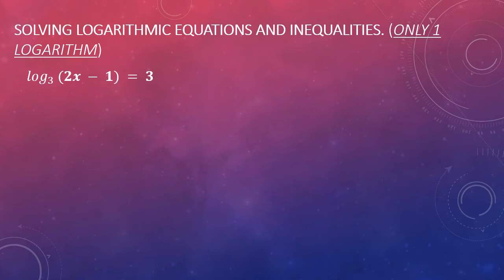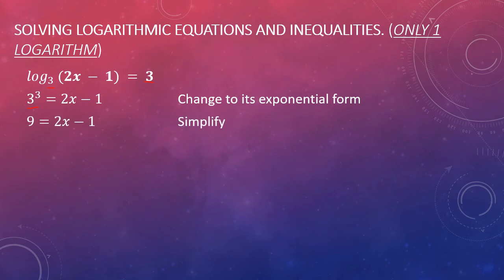So the first thing that we should do is to change it to its exponential form. So this is the base and this is the exponent. Therefore, it will become 3 raised to 3 equals 2x minus 1. So we changed it to its exponential form. And then we should simplify. 3 raised to 3 is 9.